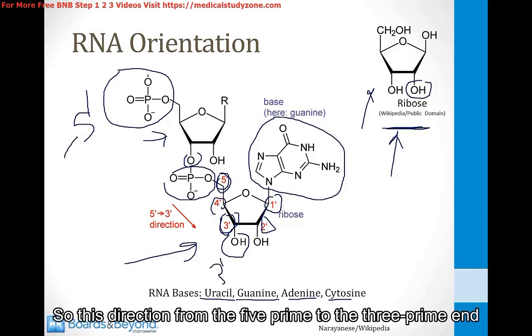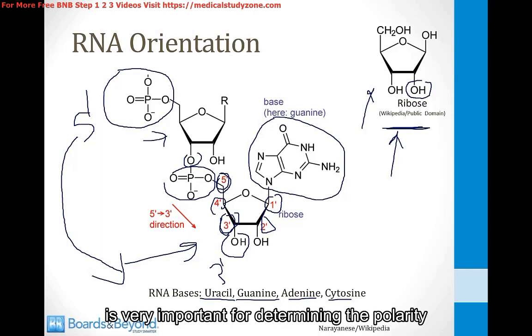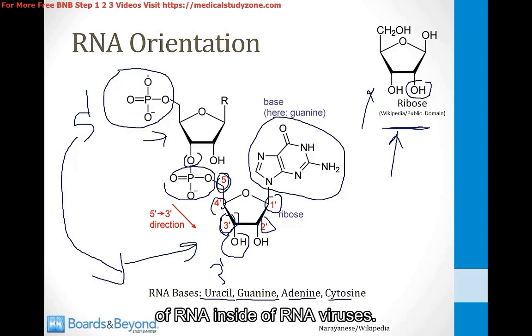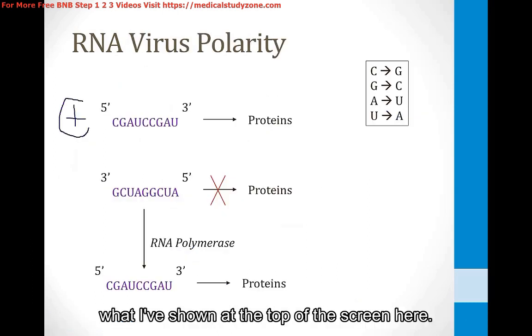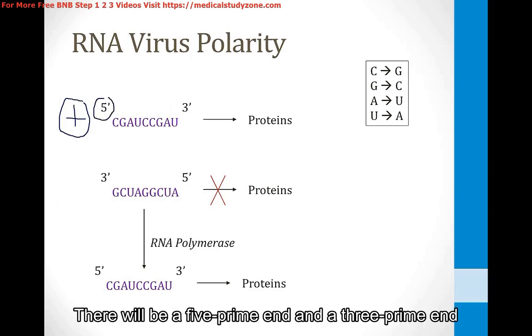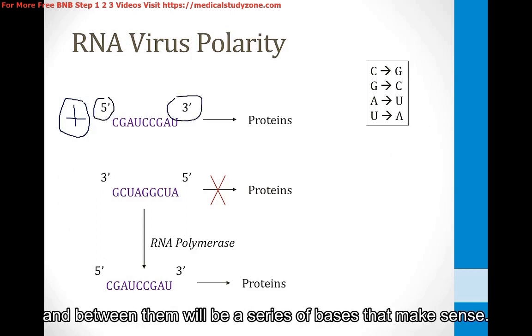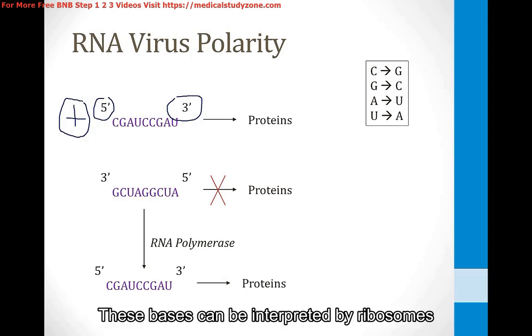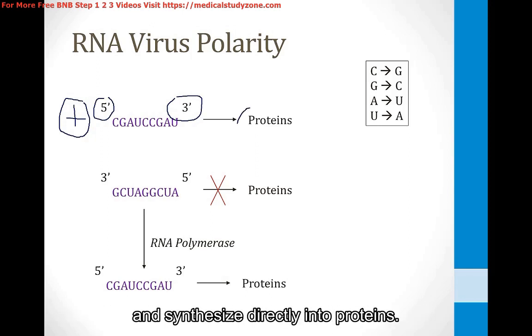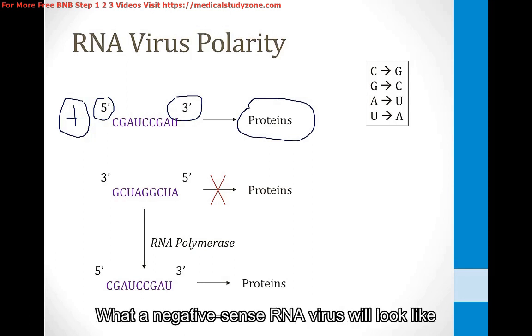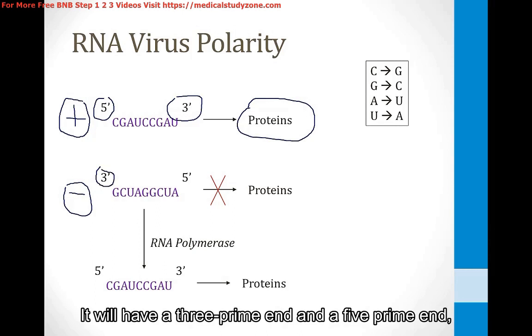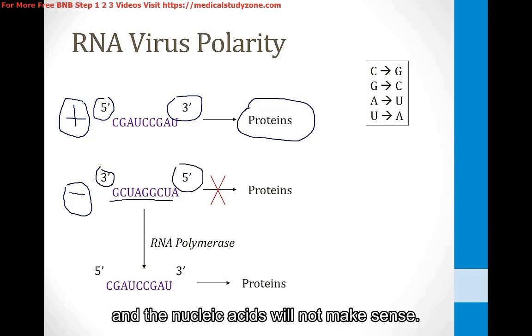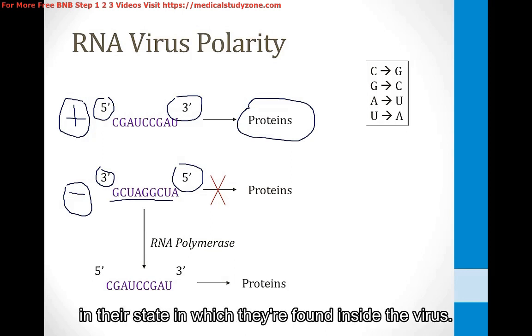So this direction from the 5' to the 3' end is very important for determining the polarity of RNA inside of RNA viruses. So a positive sense RNA virus will look something like what I've shown at the top of the screen here. There will be a 5' end and a 3' end, and between them will be a series of bases that make sense. These bases can be interpreted by ribosomes and synthesized directly into proteins. What a negative sense RNA virus will look like is something like what I've drawn here. It will have a 3' end and a 5' end, and the nucleic acids will not make sense.